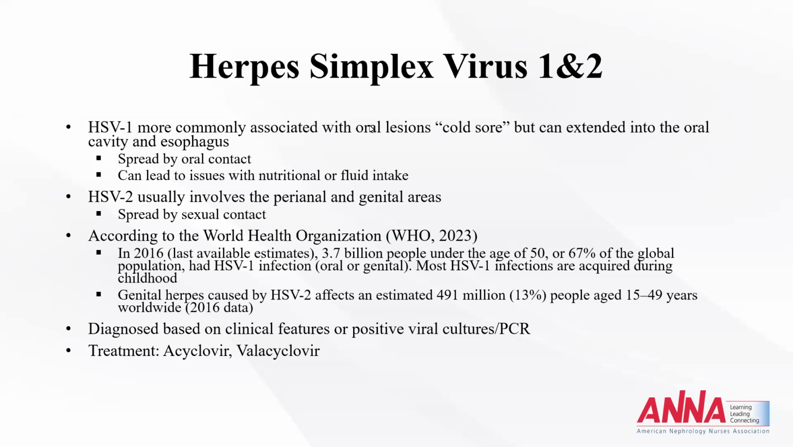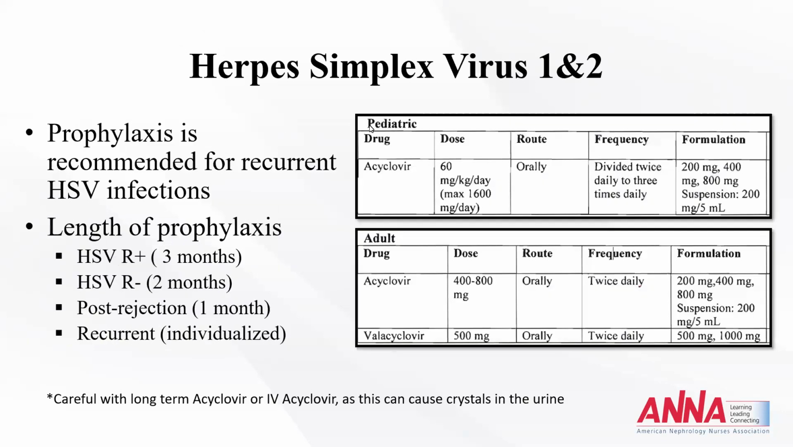The treatment's very simple. It is acyclovir or valacyclovir, also known as Valtrex. There's different dosing recommendations on this. I provided this. This is actually some of our standardized protocol that we use, which is very consistent with KDIGO and which is very consistent with all other pharmacy guidelines in treatment of herpes simplex virus 1 and 2 per the literature. So prophylaxis is recommended for recurrent HSV infections, or we'll also do it for patients that we know are HSV positive.